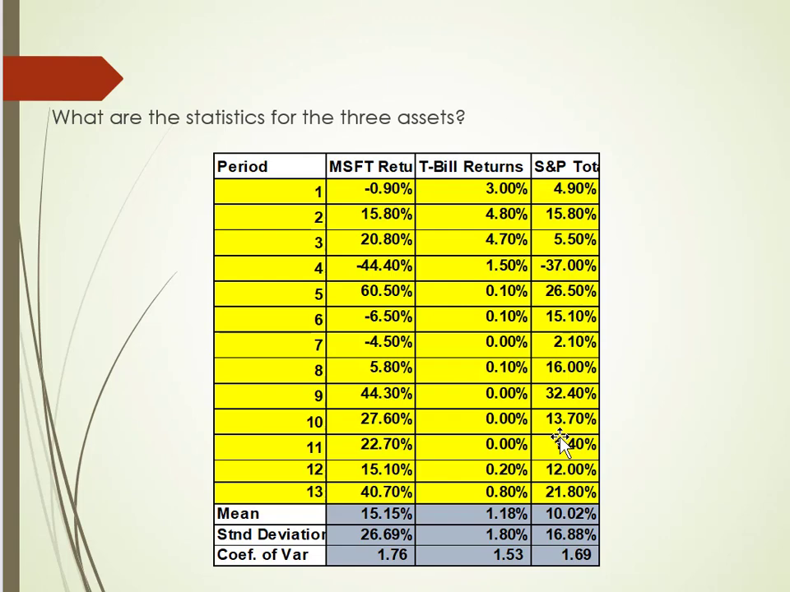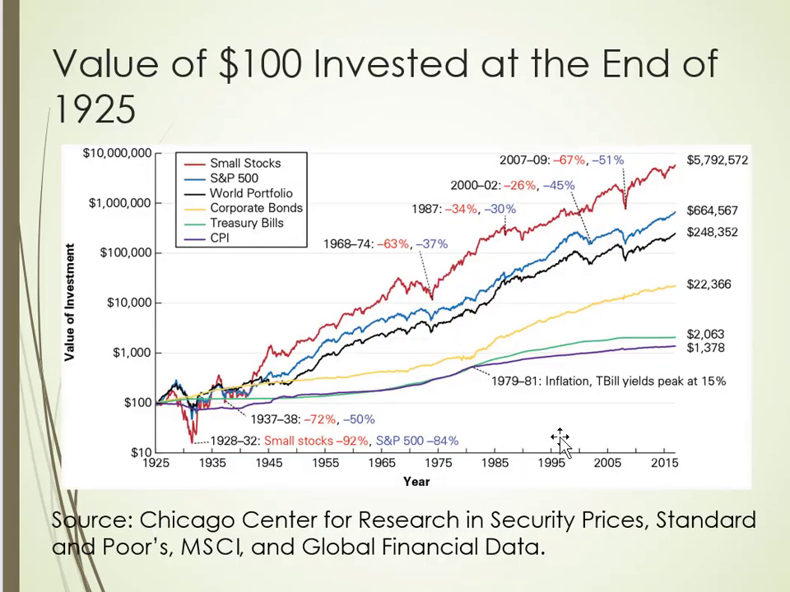So what does this data look like graphically? And I've received this from a couple other places. This goes to 2015, and we'll look at a little bit later some information that just adds 2 more years. But when you add 2 more years, the numbers obviously change. So what we have here is several different types of financial securities. You can look at inflation, that's the CPI, that's this number right here. We can look at T-bills, corporate bonds, a world portfolio, the S&P 500, and small stocks.